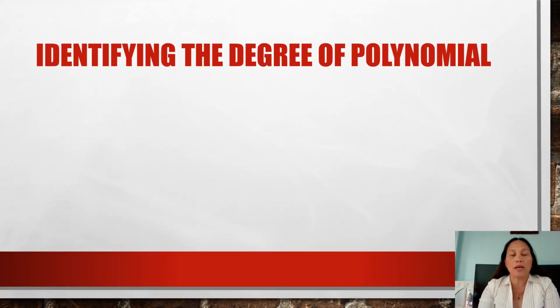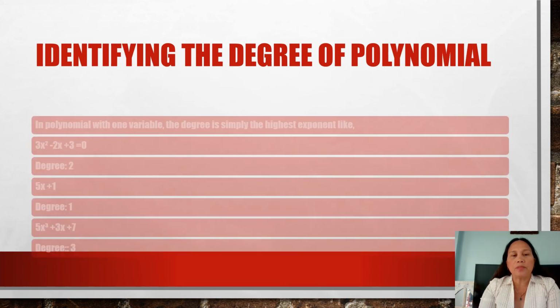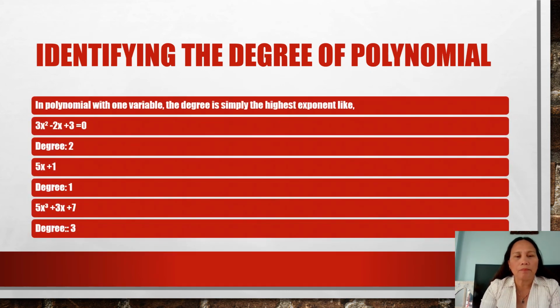Okay, do you have any problem? You can rewatch the video. Now, I just want to add this one about identifying the degree of a polynomial. In a polynomial with one variable, the degree is simply the highest exponent, like here. Look at this. We have 3x squared minus 2x plus 3.